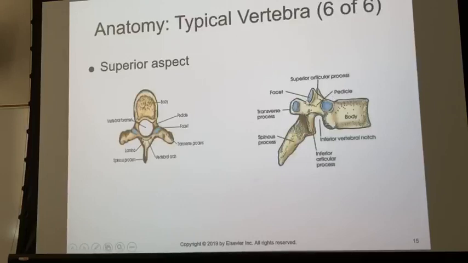From the side, we've got the facet. Notice it says facet. A facet is just a place to receive something else. Most of the time that we're talking about facets, we're going to see facet mentioned in only two places. Really only one place, that's in the spine, specific to articulation between the spinal vertebra, but you also have a facet out here.